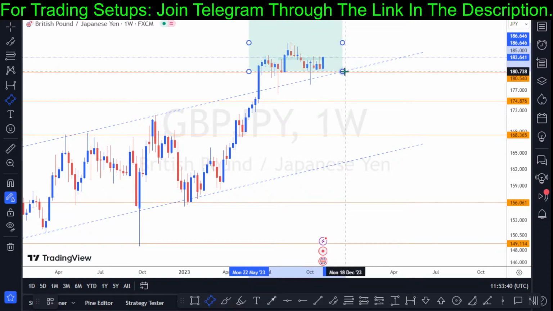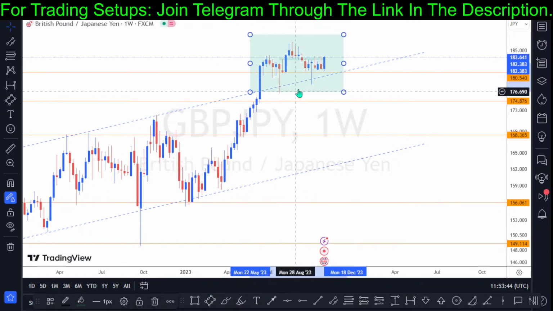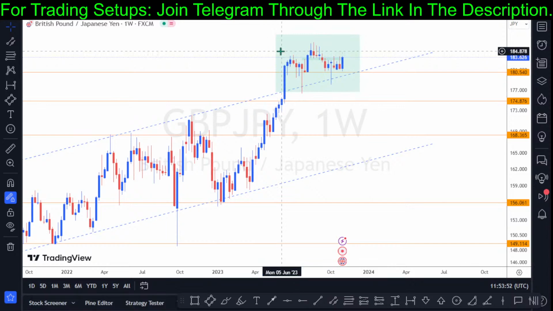So why should I be trading in the market within a ranging medium right here? I have no reason to be trading in a ranging medium right here. So that is why I'm not doing anything on JPY. I'm only looking out for a breakout of the ranging medium.